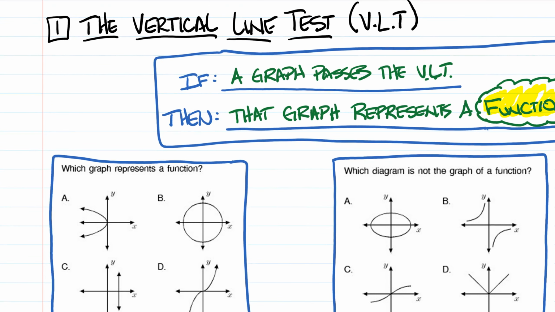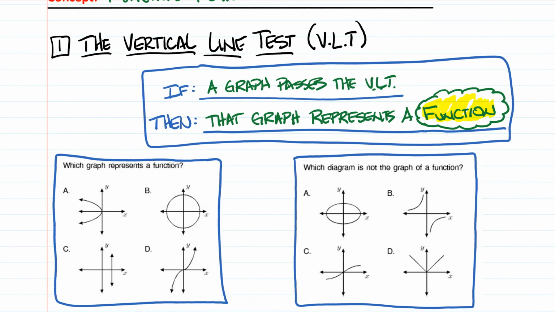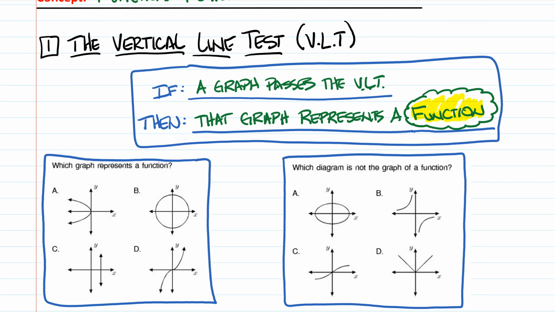Here's the first, the vertical line test, that we're going to talk about. Of course, the vertical line test says the following thing. It says if a graph passes the vertical line test, then that graph represents a function. So that's the first part we need to remember. If a graph passes the vertical line test, which I'm calling the VLT, by the way, then that graph represents a function.